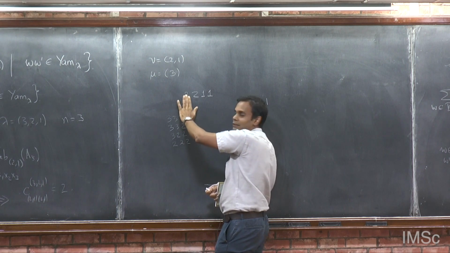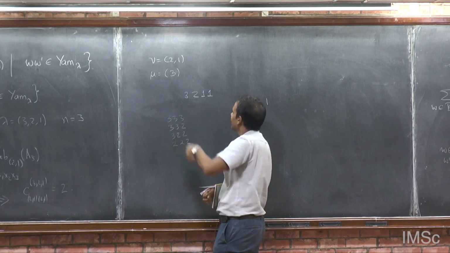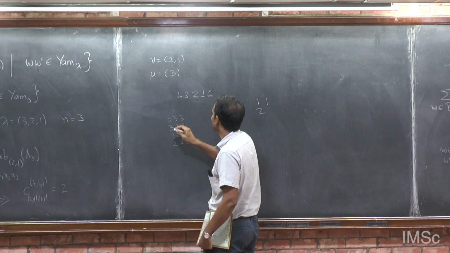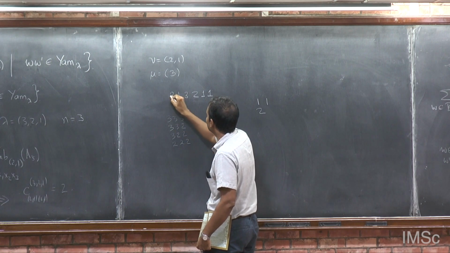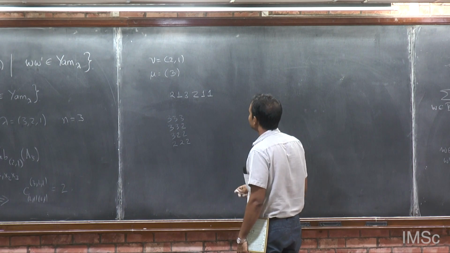So this doesn't work. I can't do 3 1 1 this way. Oh, I can, yeah, I can do 3 1 1 this way. I can't add any more 3's, so I can do this. I can in fact add 3 1 2. So what is happening when I do this?